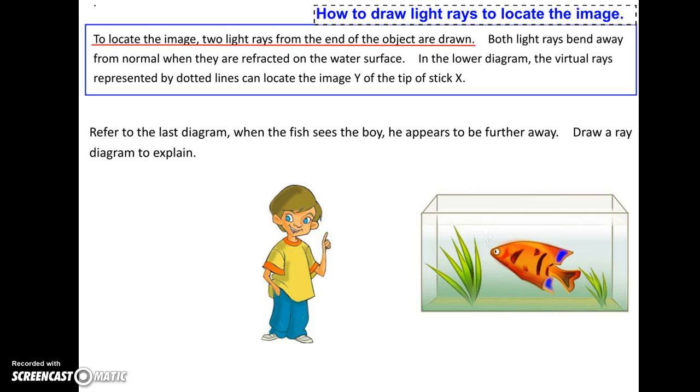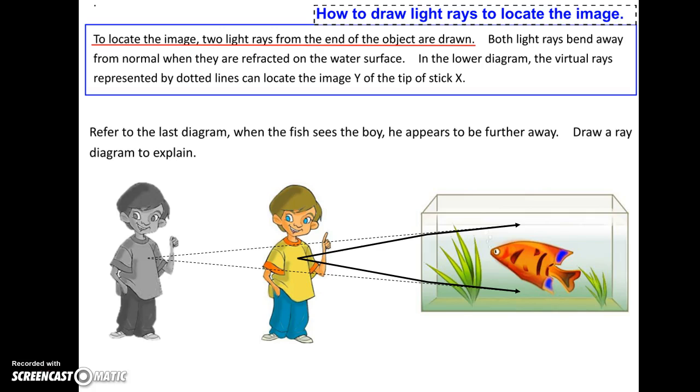This is pretty similar, but this time it is the fish which sees the boy. So we draw light rays from the boy, and this is refracted towards the normal when it enters water. We draw the virtual rays to find the image of the boy, and so the boy appears to be further away.